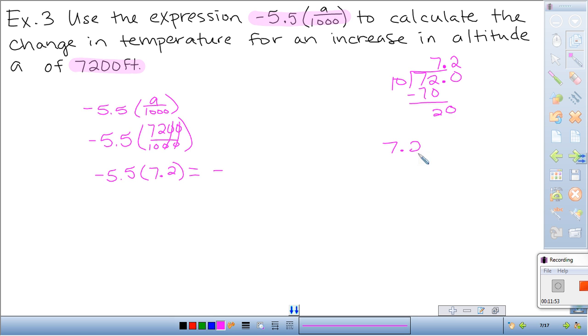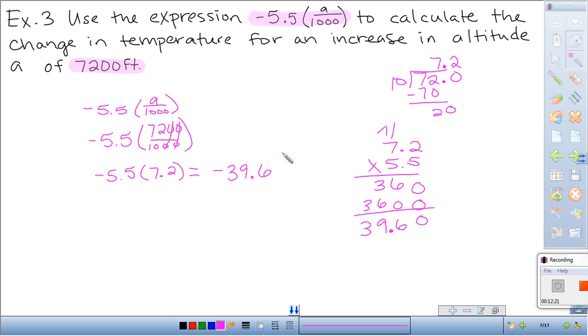And then you can just multiply those off to the side. 5 times 2 is 10, carry the 1. 5 times 7 is 35, plus 1 is 36. 0 placeholder. 5 times 2 is 10, carry the 1. 5 times 7 is 35, plus 1 is 36. 0, 6, 9, 3. And we have 2 numbers behind the decimal, 2 numbers behind the decimal. So it's a negative 39 6/10, or 39 60 hundredths, either way.